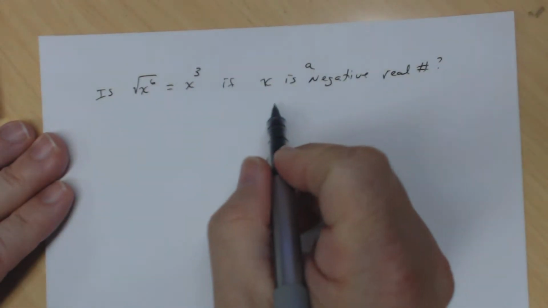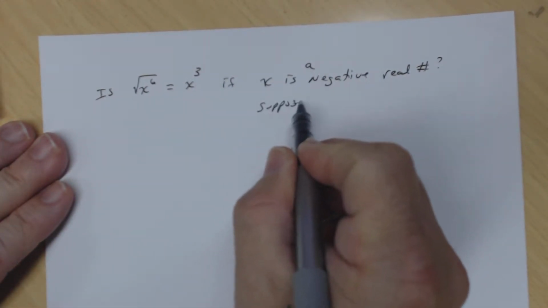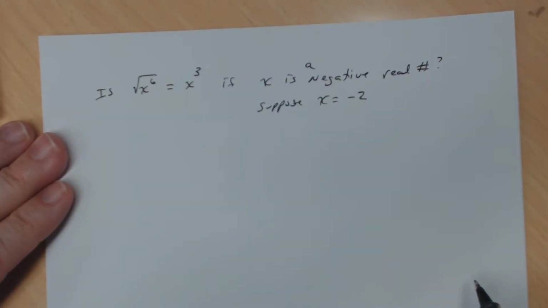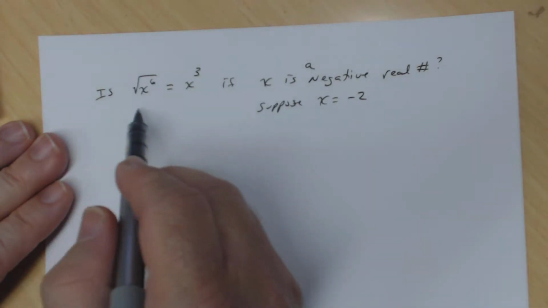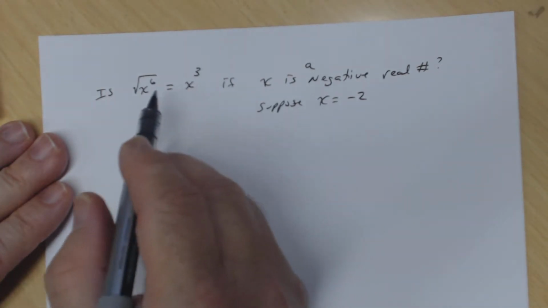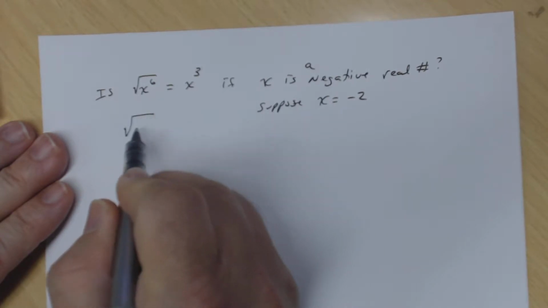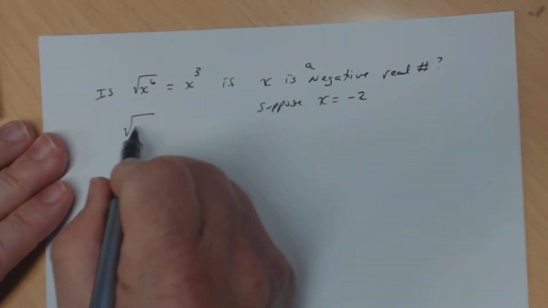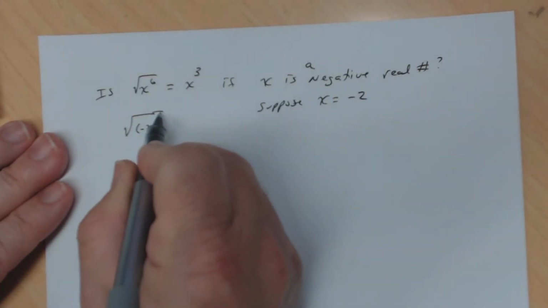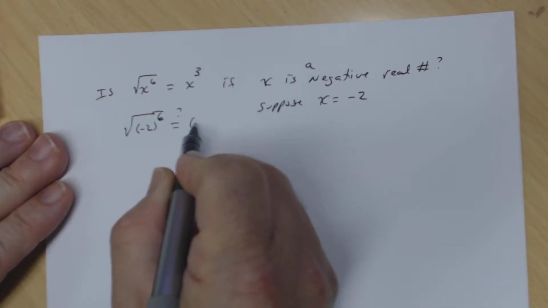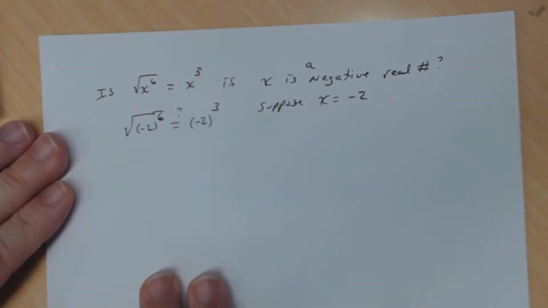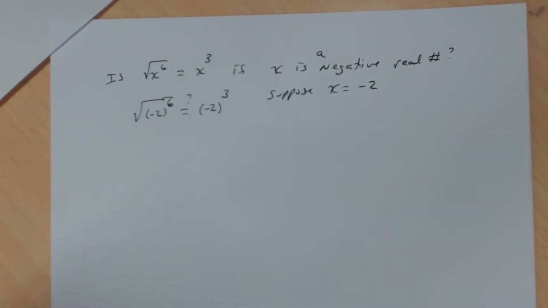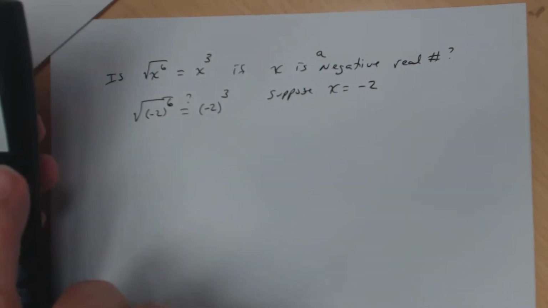All right. So suppose x is negative 2. All right. So we're going to see if this left side equals the right side. So we have the square root of, now I'm choosing negative 2. You could have chosen any negative number. It does not matter. Negative 2 to the 6, and I want to see if that's going to equal negative 2 to the third power. Well, first of all, let's just see what negative 2 to the 6 is.